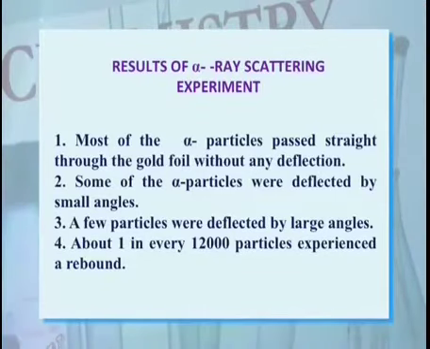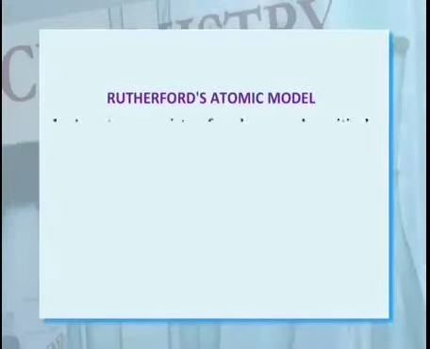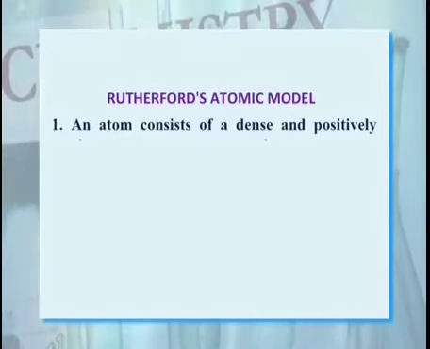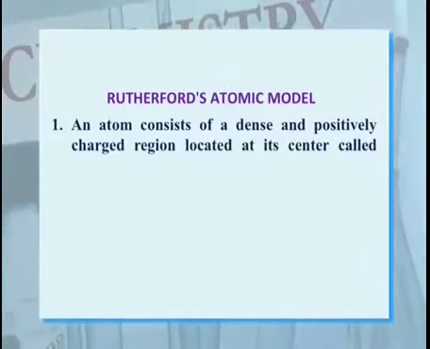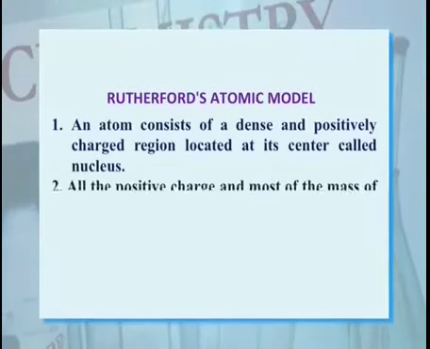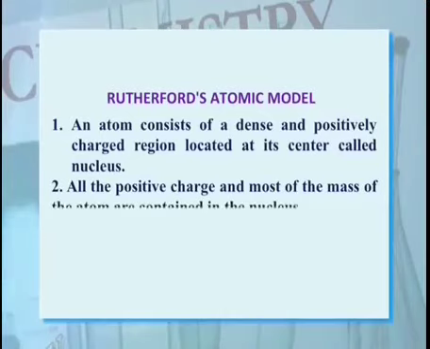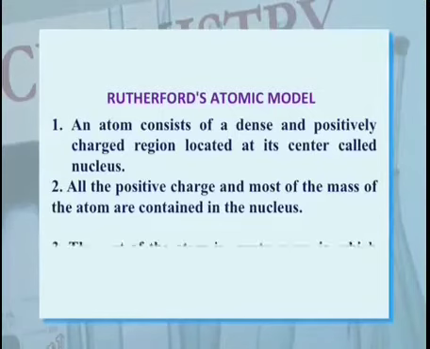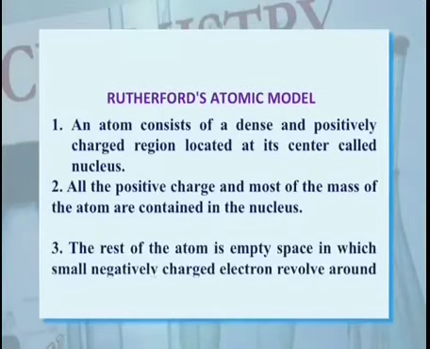On the basis of this observation, Rutherford model is like this. First, an atom consists of a dense and positively charged region located in its center called nucleus. All the positive charge and most of the mass of the atom are contained in the nucleus. The rest of the atom is empty space in which small negatively charged electrons revolve around the nucleus.